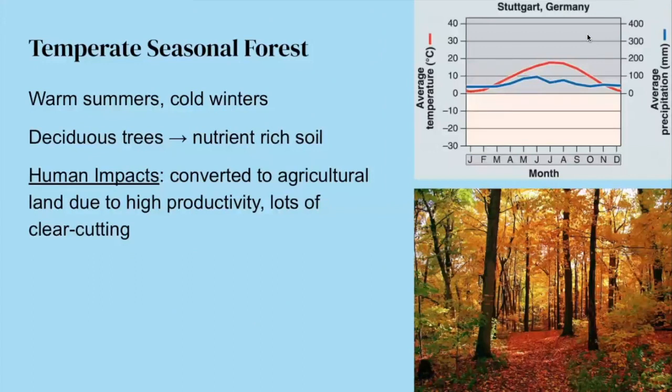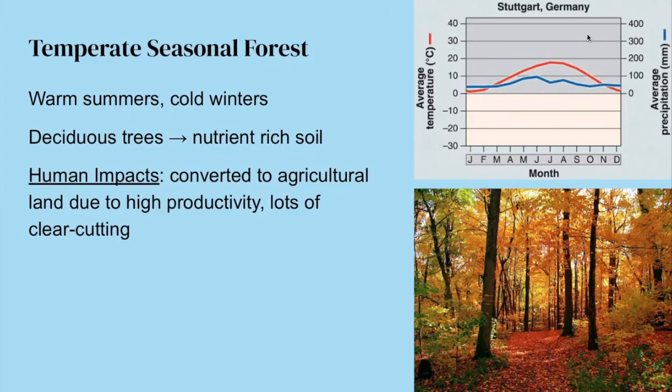So this biome is the temperate seasonal forest. This is different than the other biomes we've looked at before because this has rather warm summers and pretty cold winters. This biome also has what are called deciduous trees. So the biomes we've looked at before primarily have plant life that is not deciduous. So that means they keep their leaves year round. Deciduous trees lose their leaves.